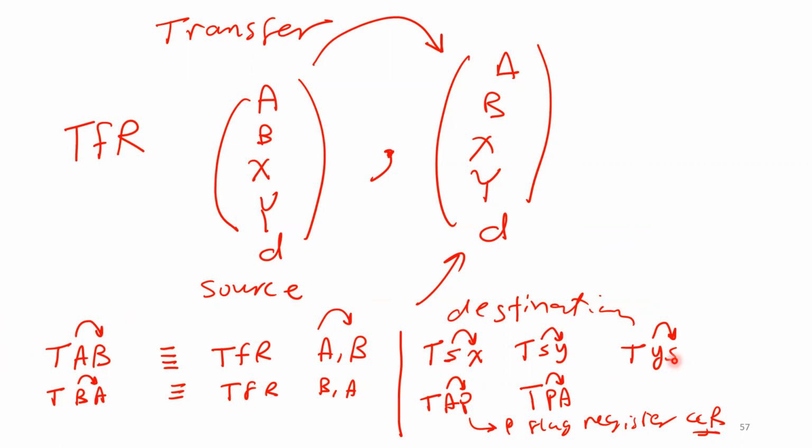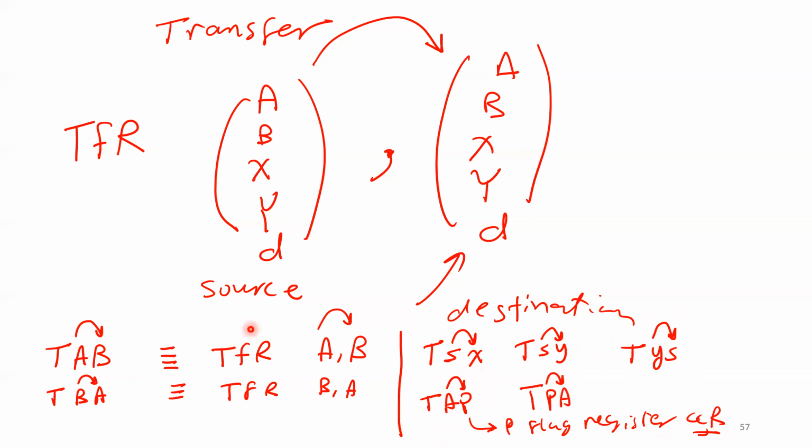Okay. So also we have TSY. Here you copy the stack pointer to Y. TYS, you copy Y to S, the stack pointer. Also we have TAP. Okay, what's P? We don't have a register P here. So this P means the flag register, or CCR. So with this instruction you copy A to the flag register. You can copy B to the flag register.